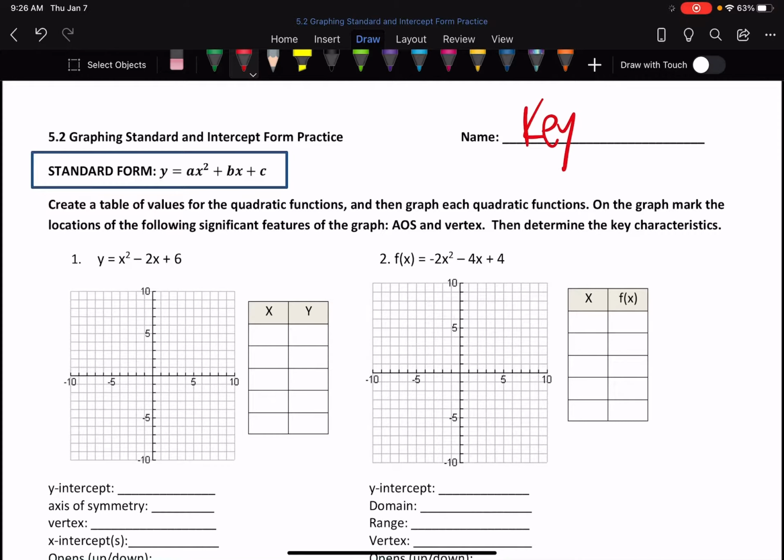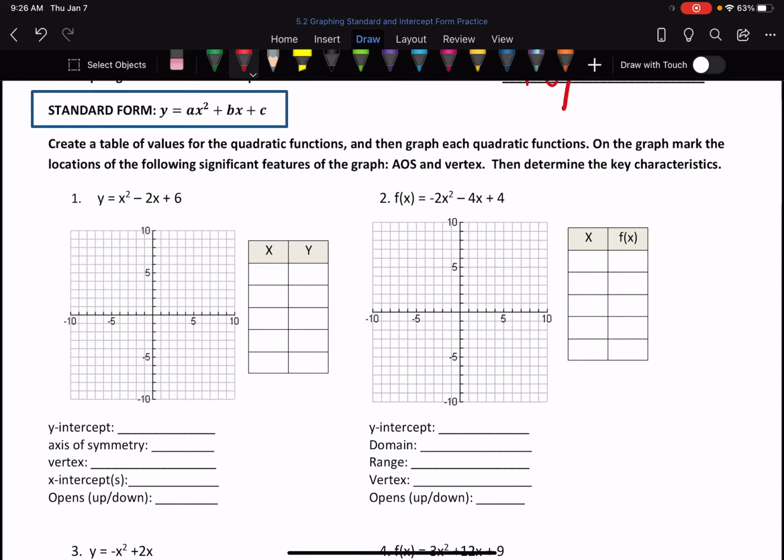Intercept form practice. So these are just some practice problems, and here's the answer key to it. So I'm going to work these out step by step. First thing we're going to look at is the standard form of a quadratic function, which is y equals ax squared plus bx plus c, where a and b are coefficients and our c is our constant. Also notice that our c is our y-intercept value.